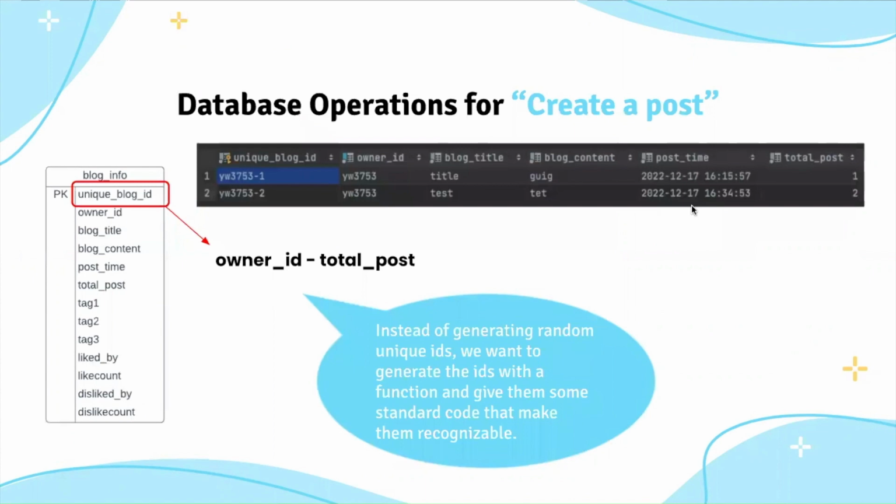The database operation here is a bit more complicated than we had earlier. When a new post is created, we always want to assign a unique ID. This field will also be used as a primary key. Instead of generating random unique IDs, I want to generate IDs with a function that gives them some standard code that makes them recognizable, so that in the future we have a more complex feature coming up. Unique block ID is capable of providing us with sufficient information. Our design was to concat owner ID and total post, with a dash separating them in between.